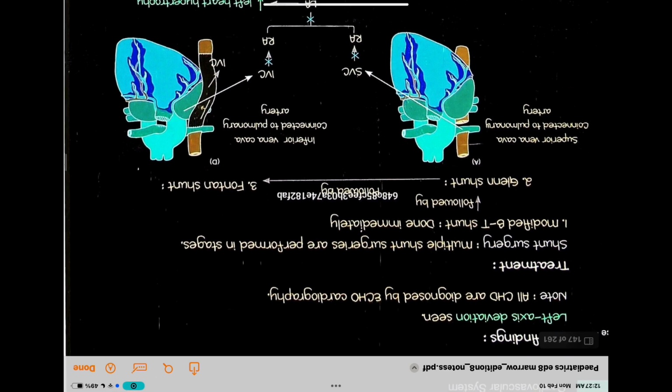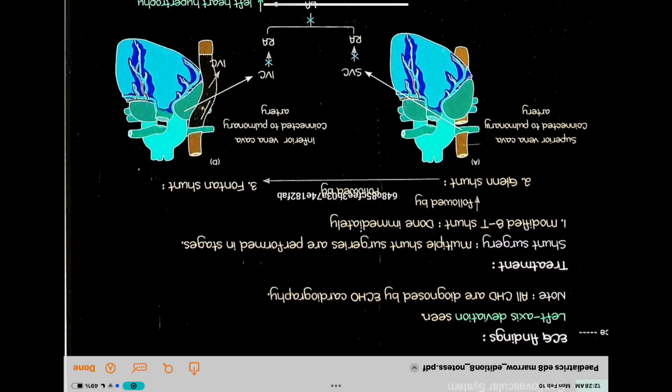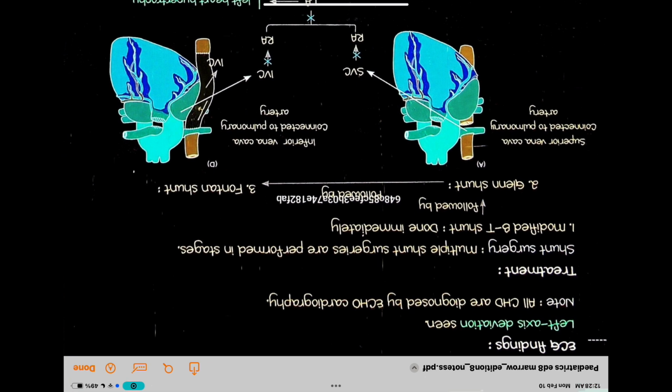ECG finding in tetralogy of Fallot: left axis deviation is seen. All congenital heart diseases are diagnosed by echocardiography.